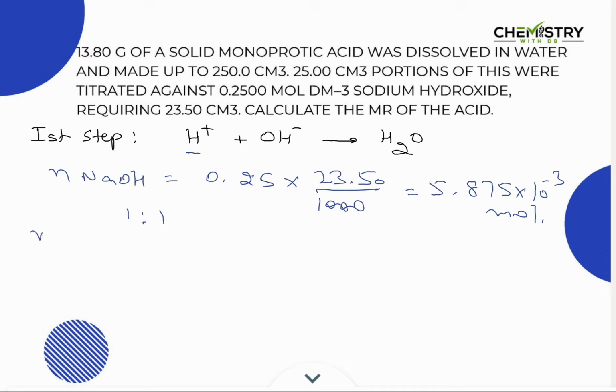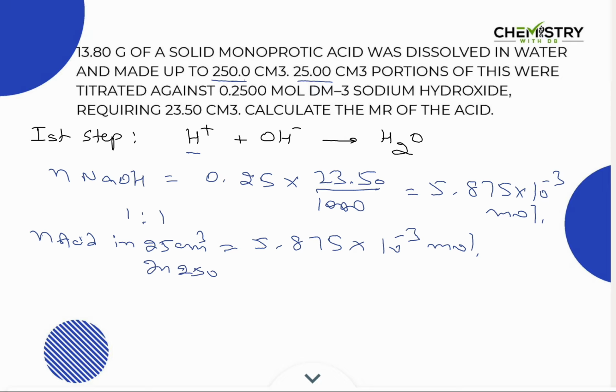So therefore the number of moles of the acid, but remember there was a dilution. You made up the solution to 250 and then you used only 25 centimeter cube of that acid. So therefore number of moles of acid in 25 centimeters cube, because of the 1 to 1 ratio, is 5.875 times 10 to power minus 3 moles. So if in 25 centimeter cube it's this much, in 250 it will be 10 times, or 5.875 times 10 to power minus 2 moles.